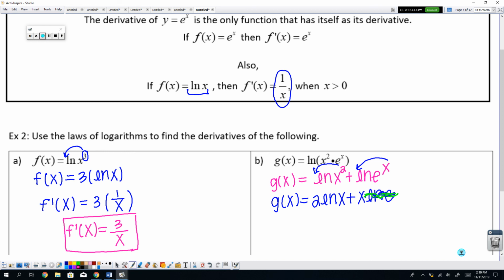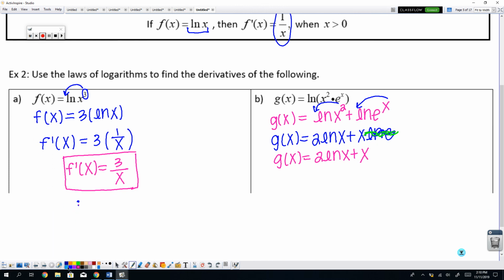So what we're going to do is just take the derivative of, so g of x is actually 2 ln x plus x. And now we just take the derivative. So the derivative, g prime of x, is 2 over x plus 1. Because remember the derivative of x we did last class, it's just the power rule.